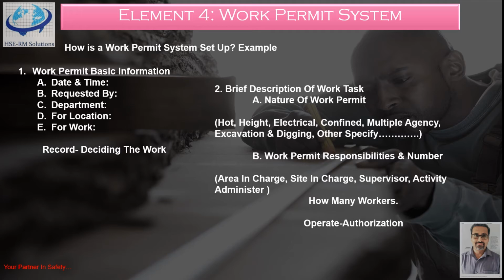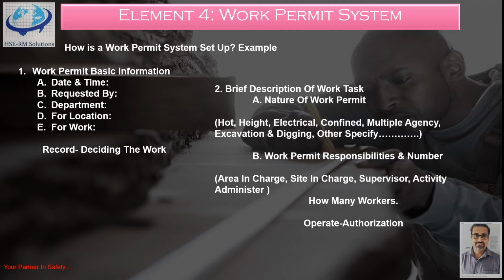Now this is the second column that you have in your work permit. Now we start defining the responsibility. When we have established what is to be done, who will be the authorizing people? The authorizing people will be the area in charge, the plant head if the plant head is involved, site in charge, supervisor, activity administrator. So who will be the signing authorities there? The people who are going to administer it are the right people. Who is the receiver?